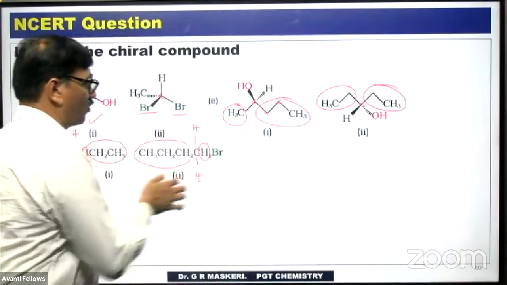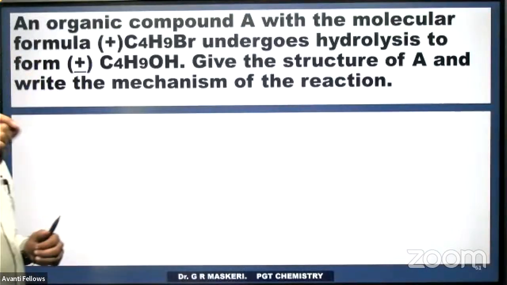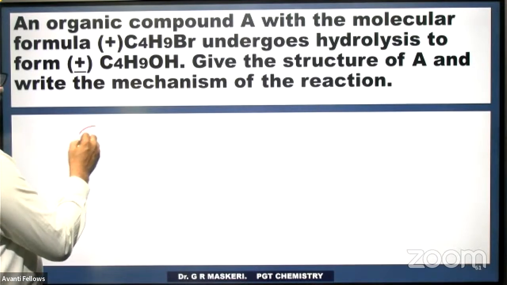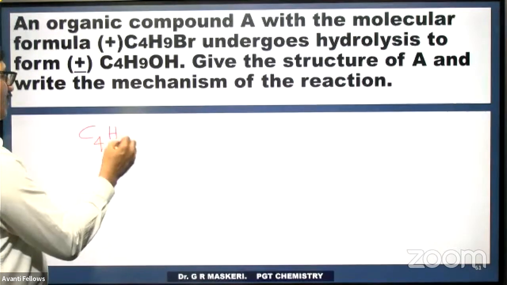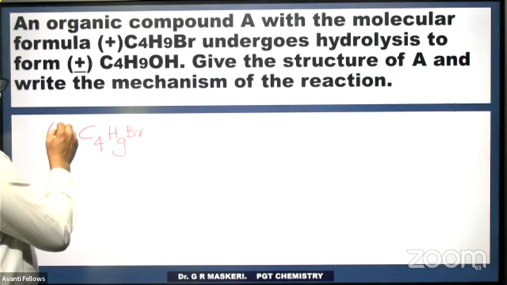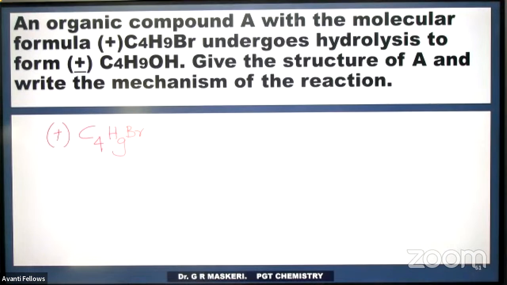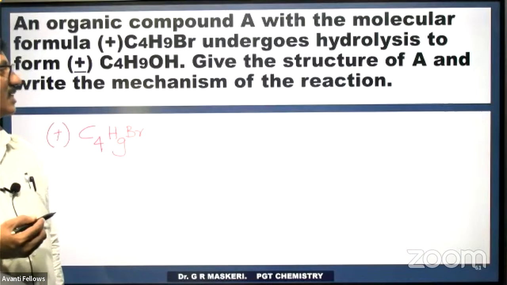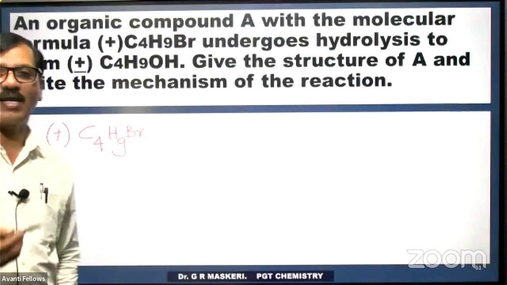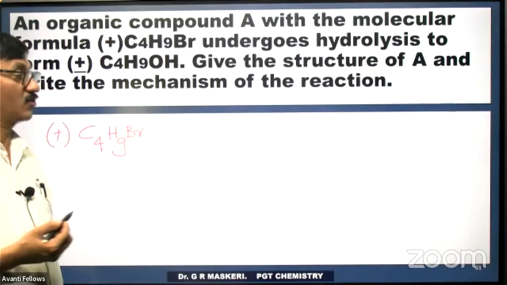Now, in the sample paper, what is the question asked? We'll see. In this 2023-24 sample paper, it is asked: an organic compound A with the molecular formula C4H9Br, with a plus sign, undergoes hydrolysis to form plus or minus C4H9OH. Give the structure of A and write the mechanism of the reaction. This is how the question can be asked.